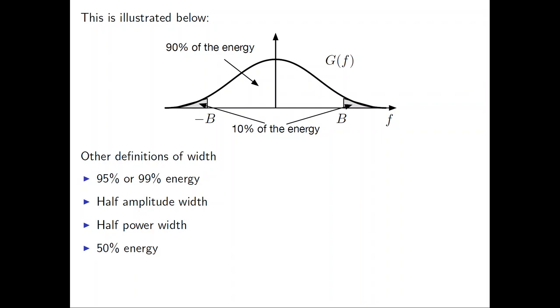Is it always 90%? No, it can be 95, 99. It can be half amplitude width, half power width. For example, half power width. What do I mean by half power width? This is the maximum power at this point. Half power is the point at which you have half of the power of your signal. So basically, it's here, in the middle between the bottom and the top, in this location. And at this point, you call the bandwidth here the new B, the bandwidth at which you have half power width. The energy can be 50%. So no matter what number I use, it's the same procedure, it doesn't change. I just put the values and find the value of B that gives you this amount of energy.